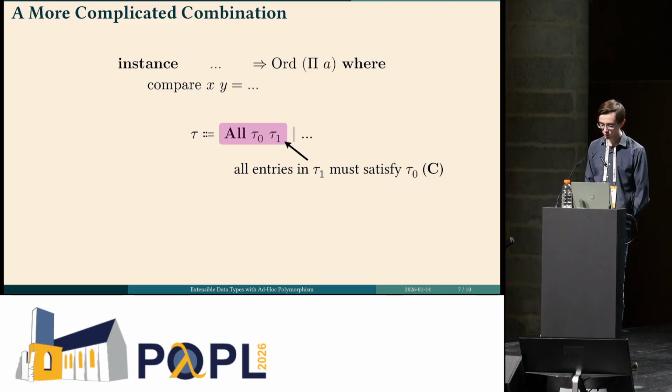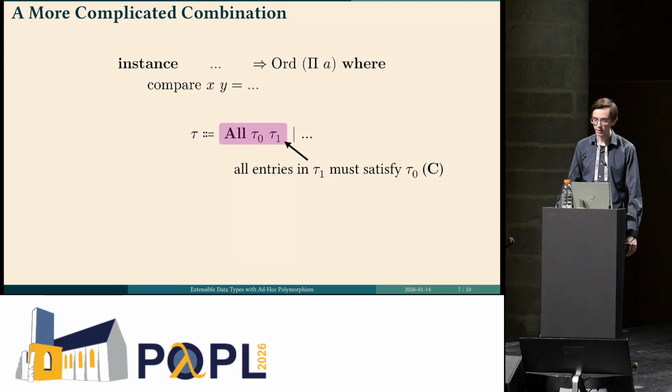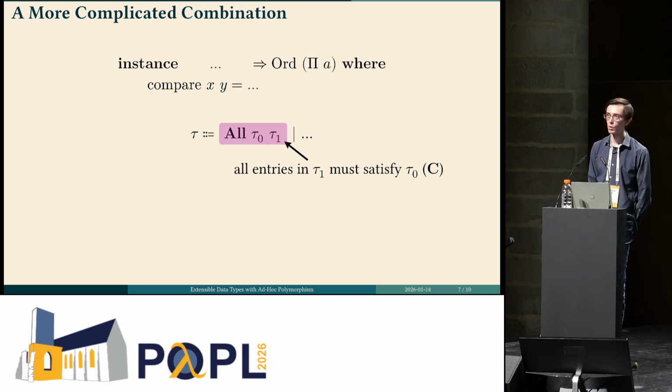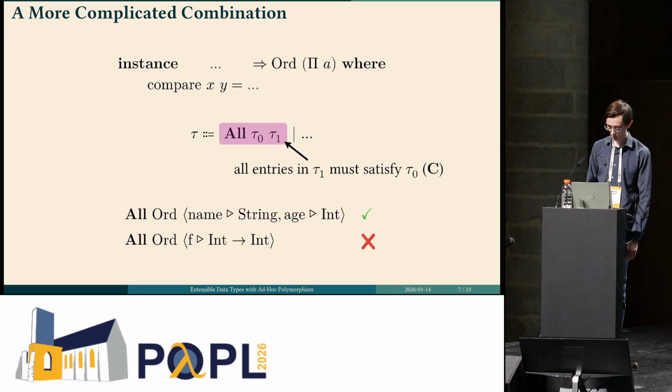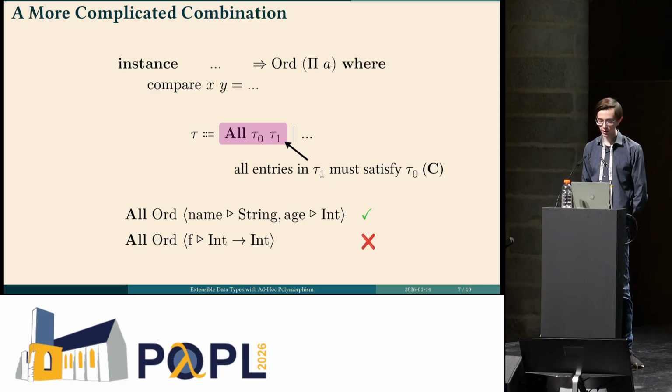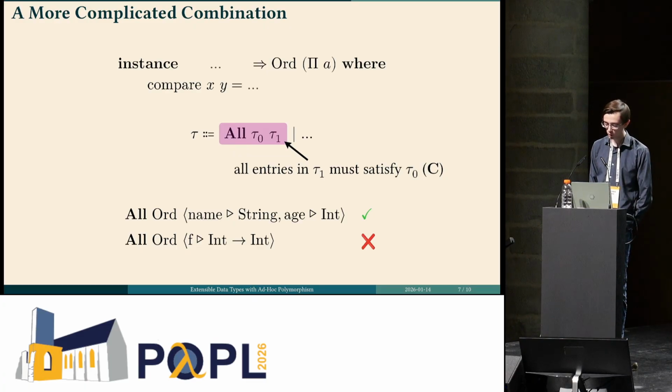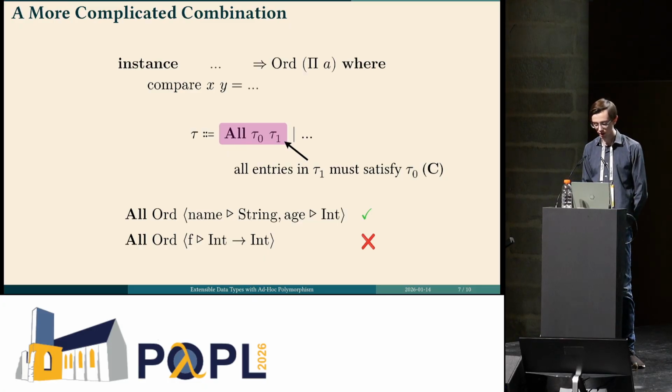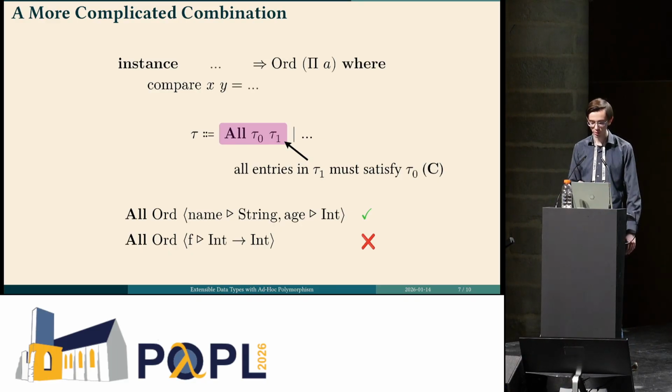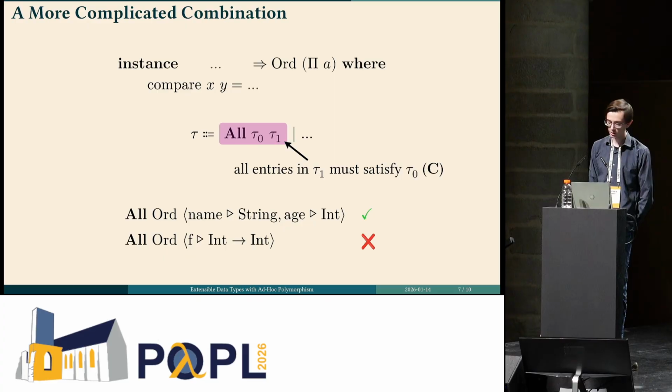So the meaning of this constraint is that tau0 should be a type level function that returns a constraint, and tau1 should be a row. And then this constraint will be satisfied when all of the entries in tau1 satisfy tau0. So to give some examples here, if we have All Ord for the row that the Pet data type is based on, this would be satisfied because we have instances of Ord for string and for int. But All Ord for this row here with the function type would not be satisfied because there's no instance of Ord for int to int.